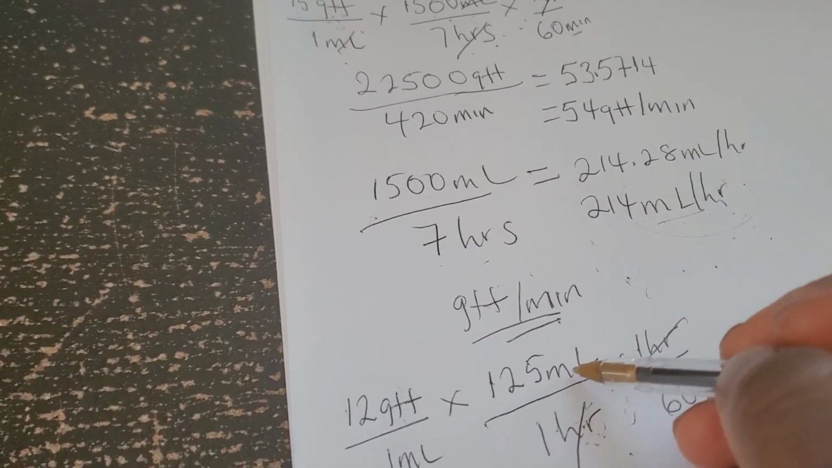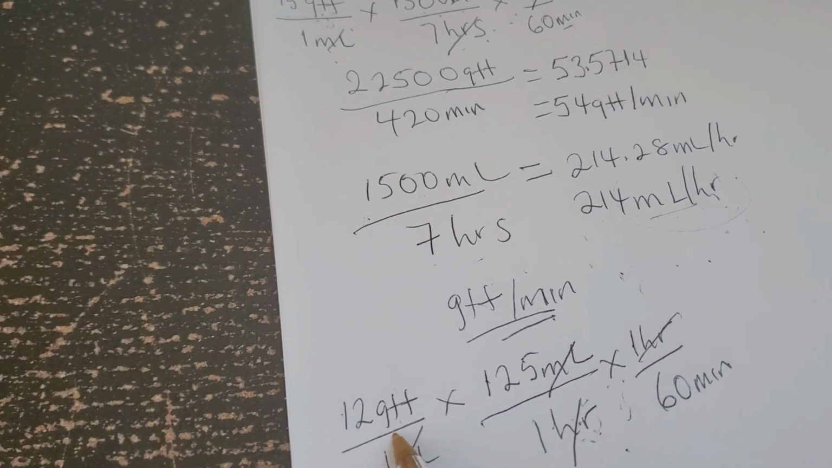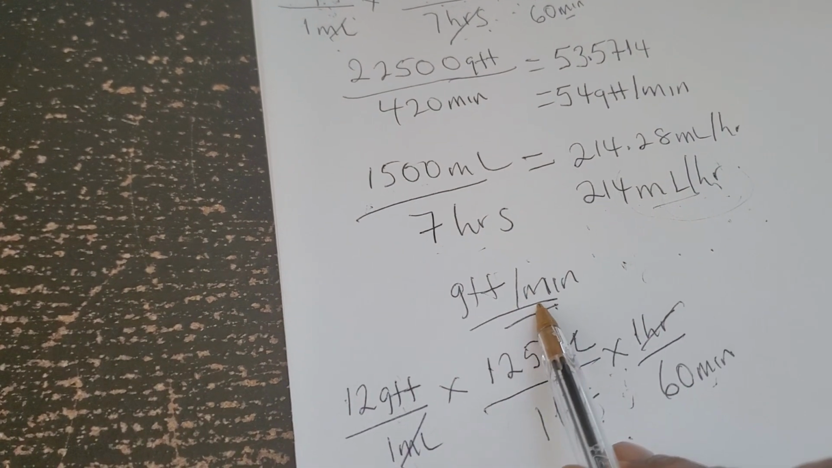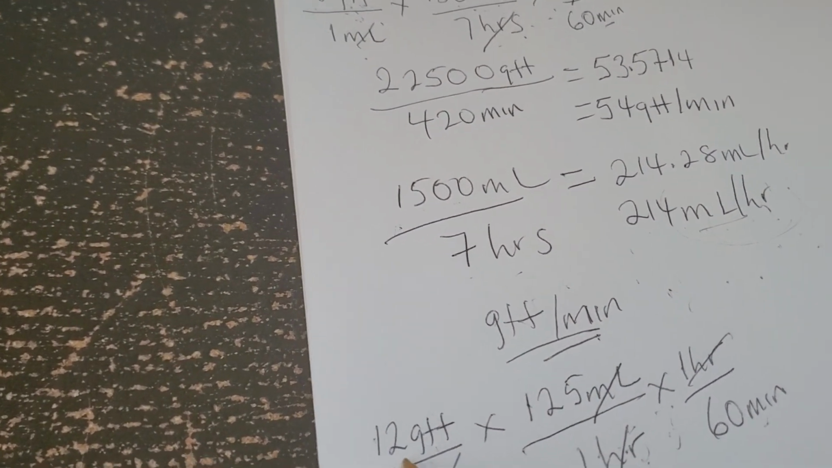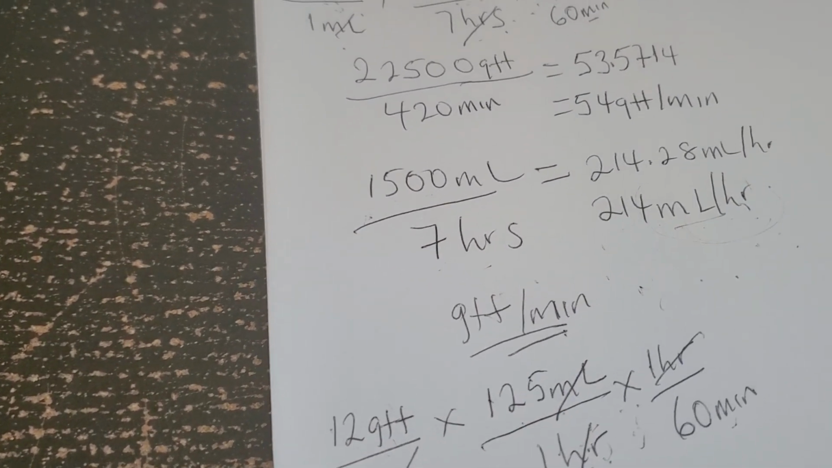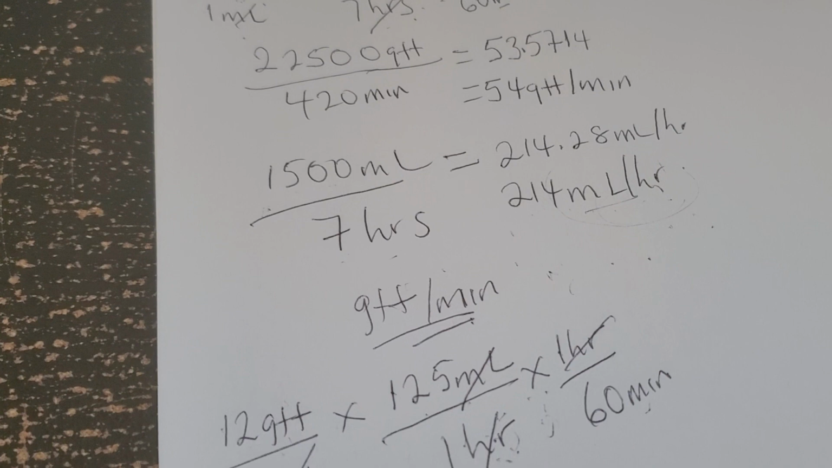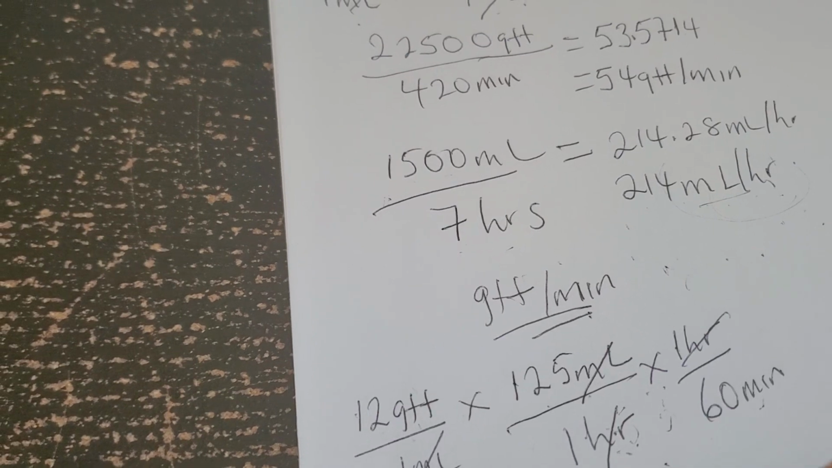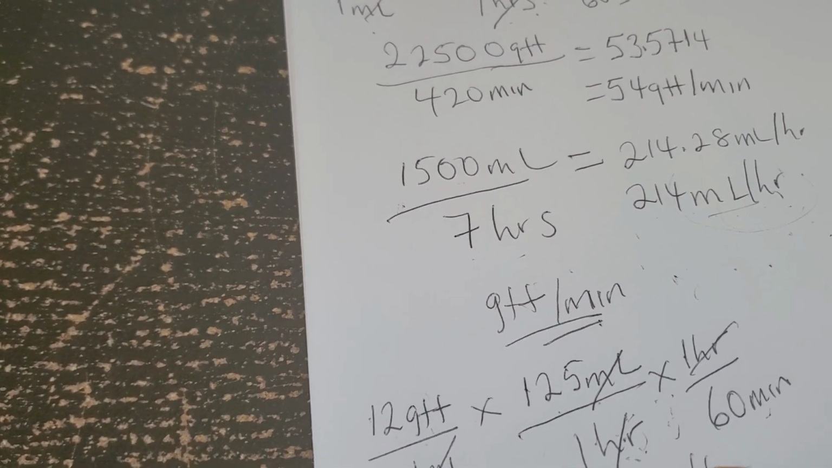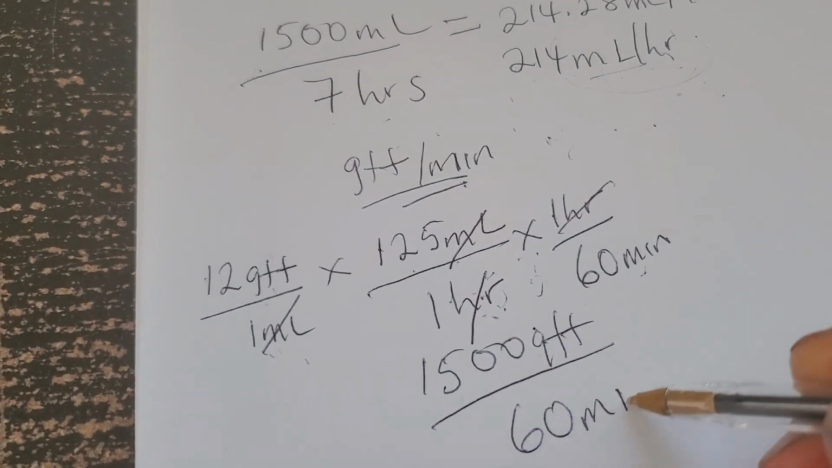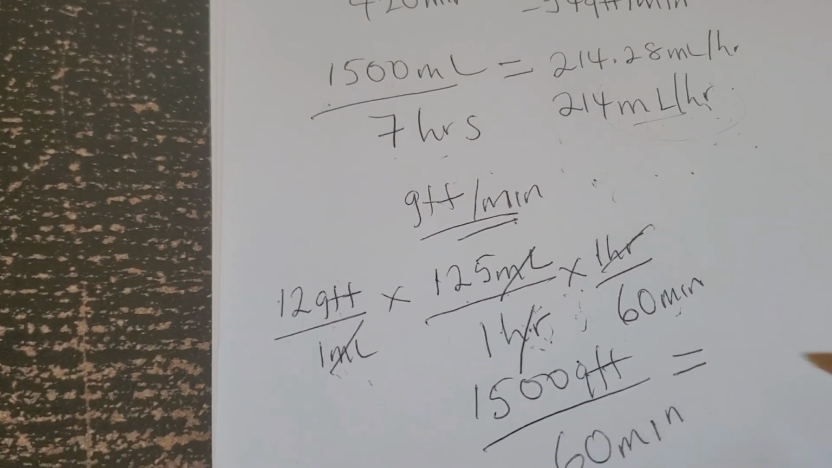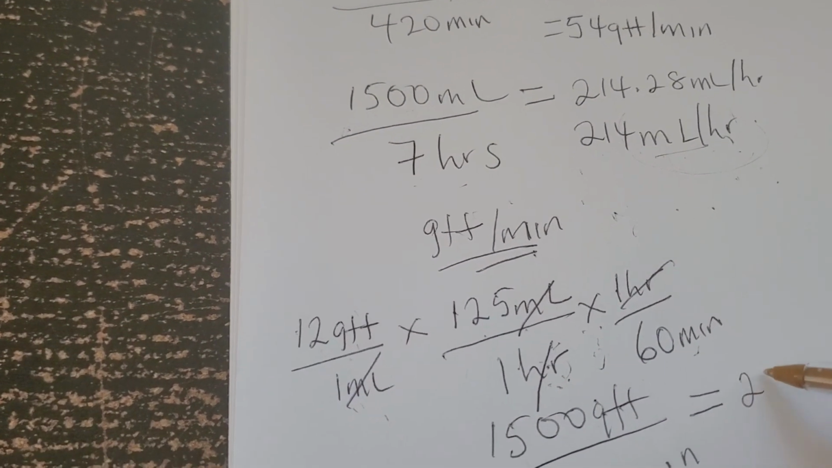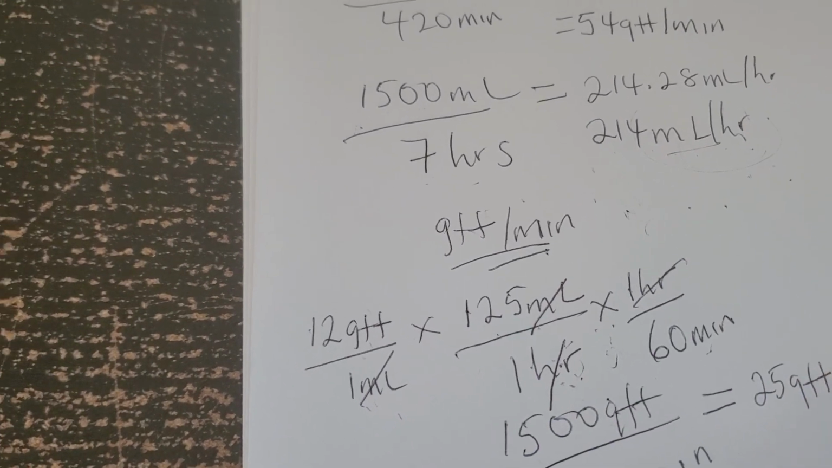The hour will cancel the hour. The ml will cancel the ml. We are left with the drops, and then the minutes at the bottom, so that our answer will give us drops per minute. So let's multiply 12 by 125. When you multiply 12 times 125, you come up with 1500 drops over 60 minutes. There we go. So 1500 divided by 60 should give us 25 drops per minute.